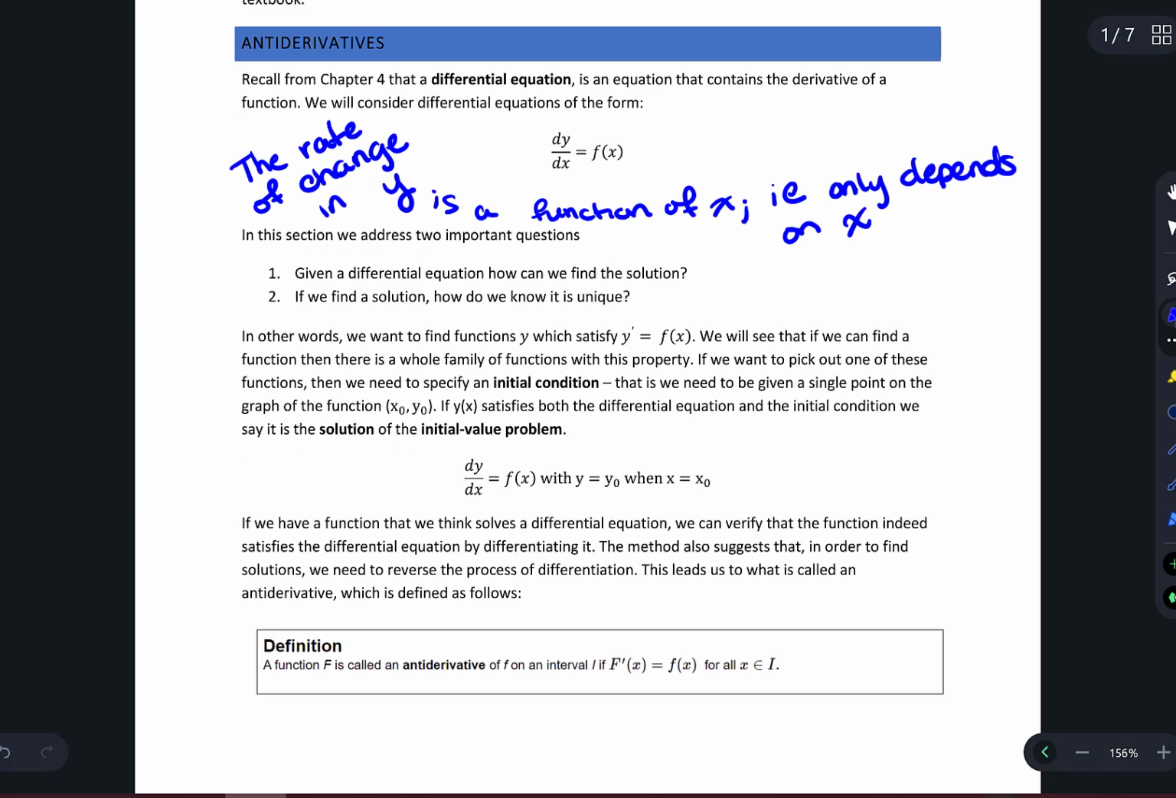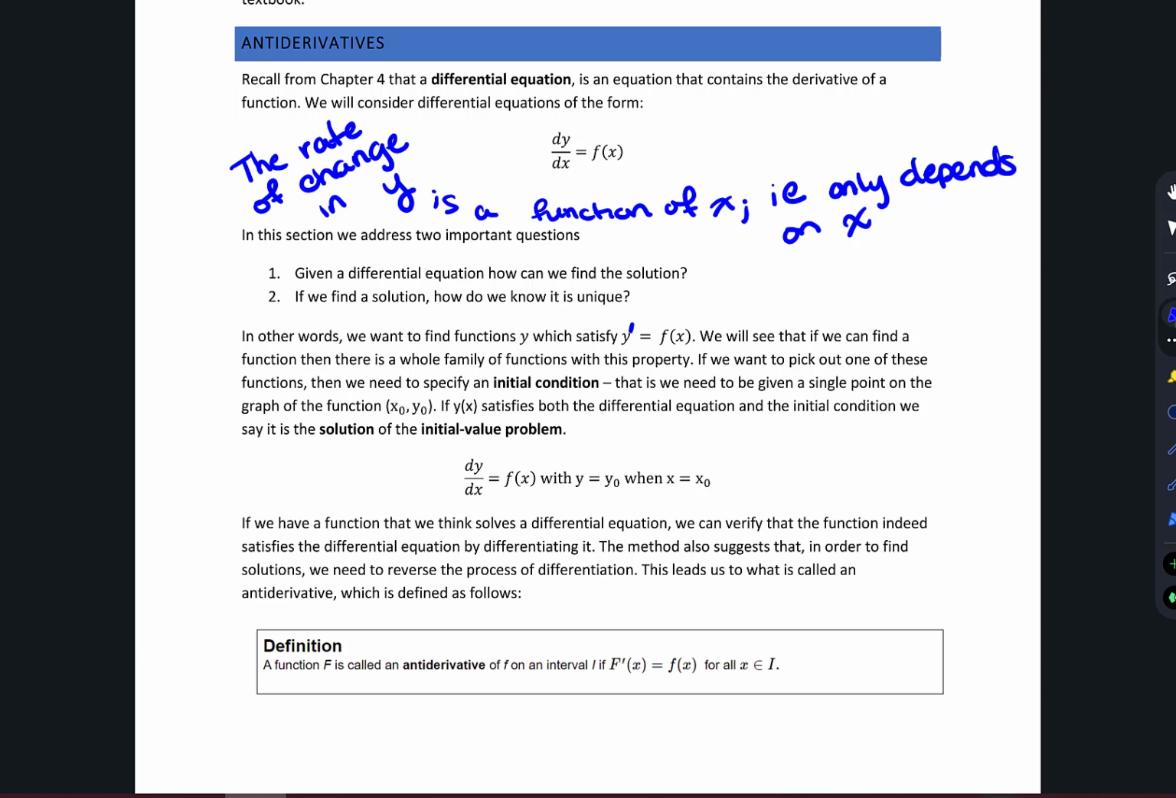So in other words, we want to find functions y which satisfy y prime is equal to f of x. So in other words, the same thing that we had up here, just different notation. And we'll see that if we can find a function, then there's a whole family of functions with this property. And if we want to pick out one of those functions, we need to specify an initial condition. That is, we need to be given a single point on the graph of the function, and if y of x satisfies both the differential equation and the initial condition, we say it's the solution of an initial value problem. And so we are going to look at examples where we find not only families of functions, but we'll also look at initial value problems.